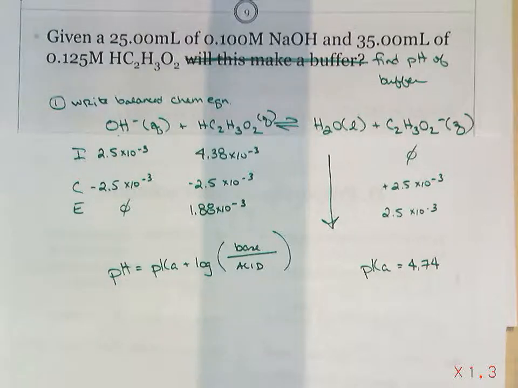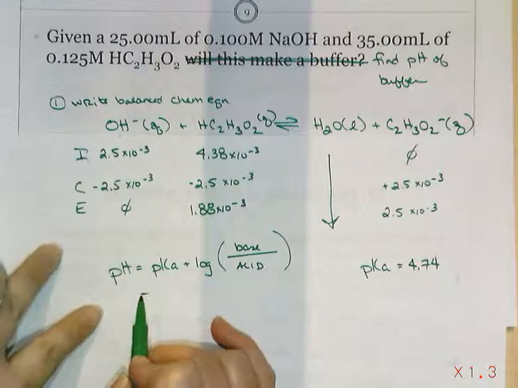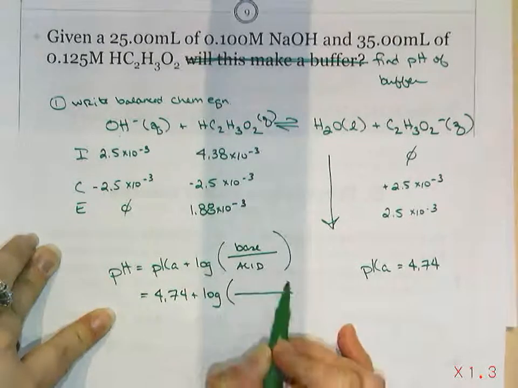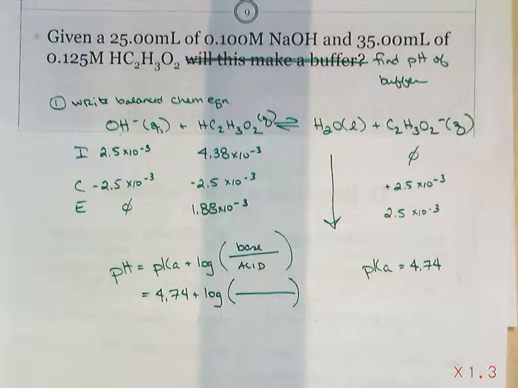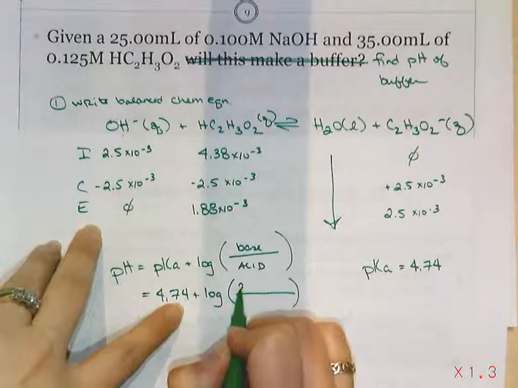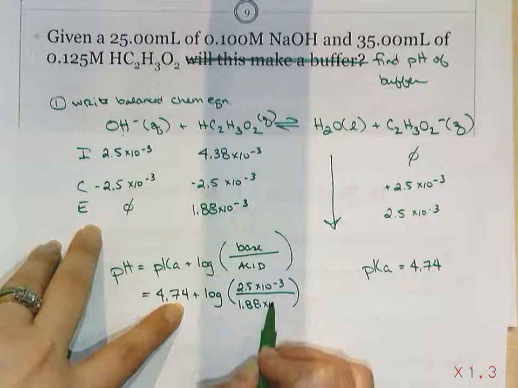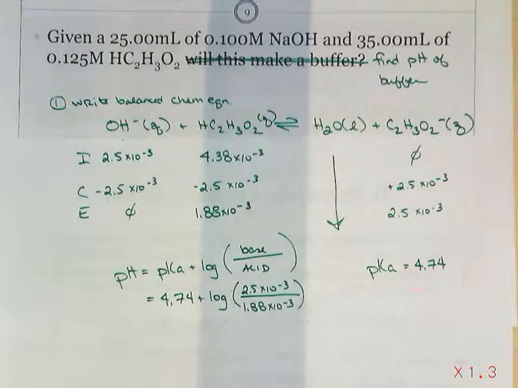All right, so now we can plug this in. And why can I do this ratio in moles instead of molarity? We talked about this one day. The volumes cancel out. Now I'm looking at the total volume, and the volume top and bottom will cancel out. So we can do it in moles or molarity. Both are good. Our base is over here at 2.5 times 10 to the negative third, and our acid is 1.88 times 10 to the negative third. All right, so let's figure out what the new pH is. I guess not new, the pH.